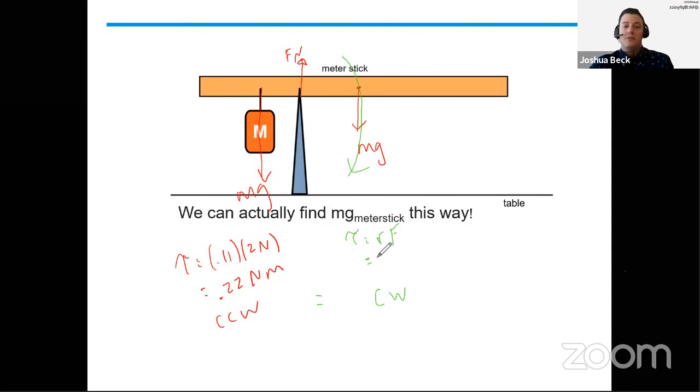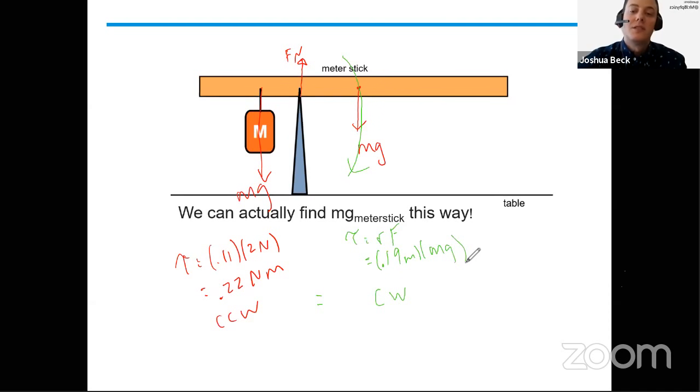What's the R value? Switching back, that was at 31, meter stick 50. So that's going to be 19. That's going to be 19 centimeters, so 0.19 meters. And the force, well, that's just mg of the meter stick. We haven't known that up until this point. But now we can actually figure that out.